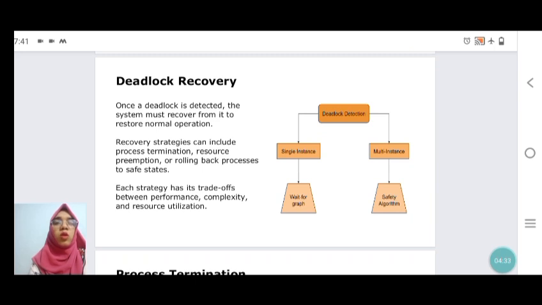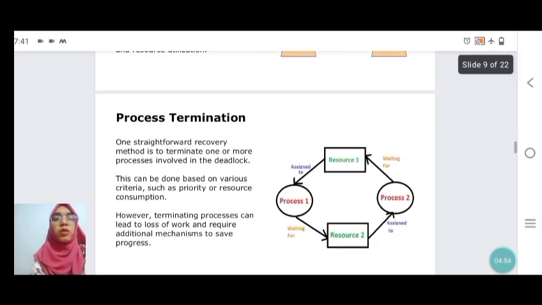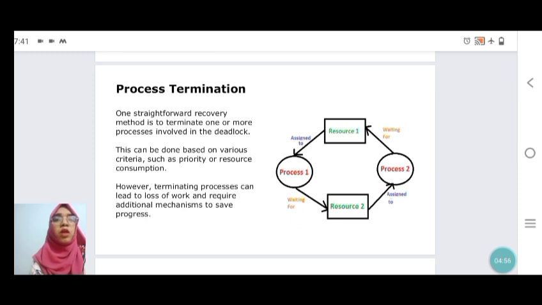Deadlock recovery. Once a deadlock is detected, the system must recover from it to restore normal operation. Recovery strategies can include process termination, resource preemption, or rolling back processes to saved states. Each strategy has its trade-offs between performance, complexity and resource utilization.